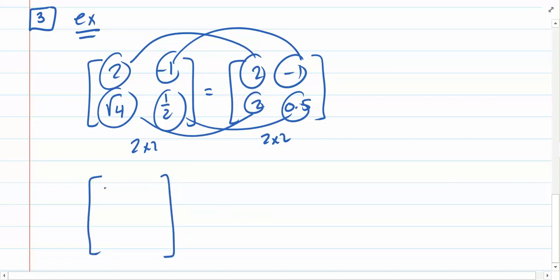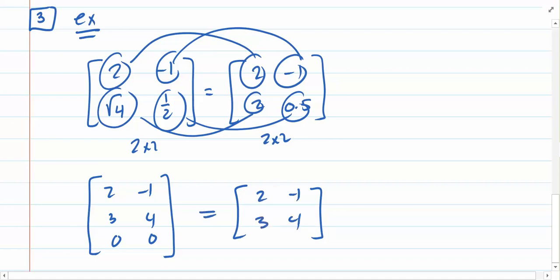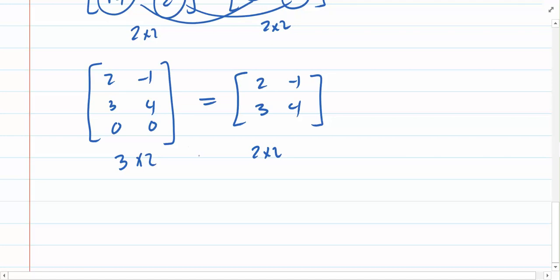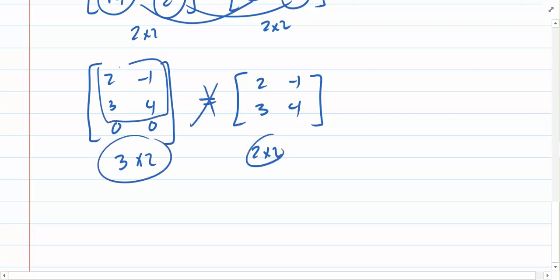Okay, so what about this one? How about 2, -1, 3, 4, 0, 0, and this matrix here, 2, -1, 3, and 4? Are those equal to each other? Yes or no? No, and there's a specific reason. They are not the same order. What's the order of this one? This is rows by columns. How many rows? This is a 3 by 2, and this is a 2 by 2. Therefore, their orders don't even match up, so there's no way they can be the same. Even though these entries match this entire matrix here, they're not equivalent because their orders are totally different.